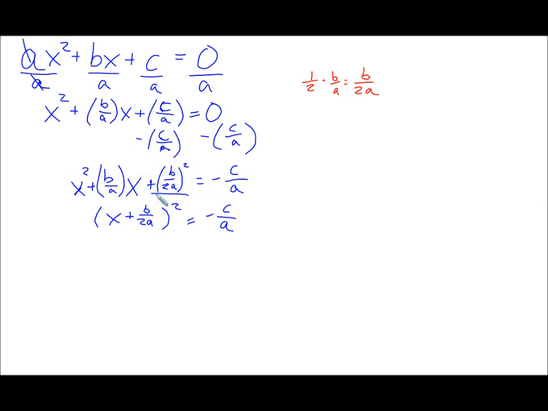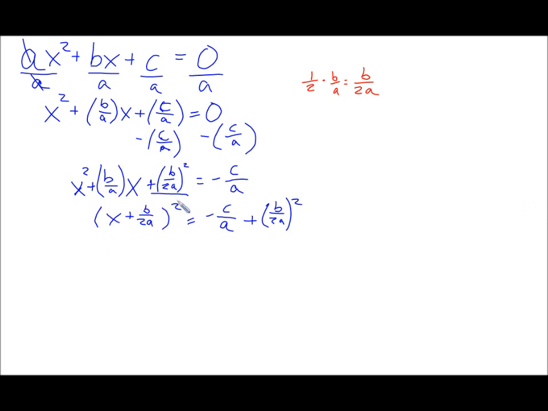On the left-hand side, we added this constant. We chose to add that constant to complete the square, to make it look like this. So we have to also add it to the other side, b over 2a squared. Now, how do I know that this was the right strategy to use so far?